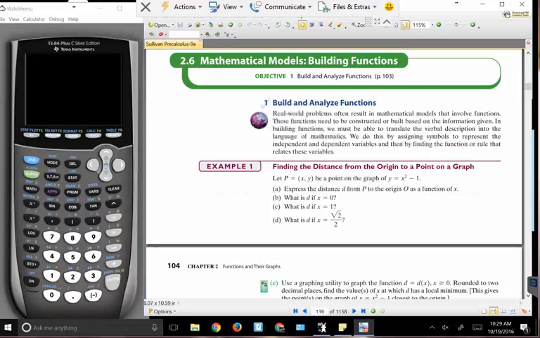Example one here. A lot of these things are just situations. How do you go and figure it out? Well, like this one, it says let P be a point on the graph of that. Express the distance from P to the origin as a function of x. Well, you know the distance formula, yes? So would that be what?